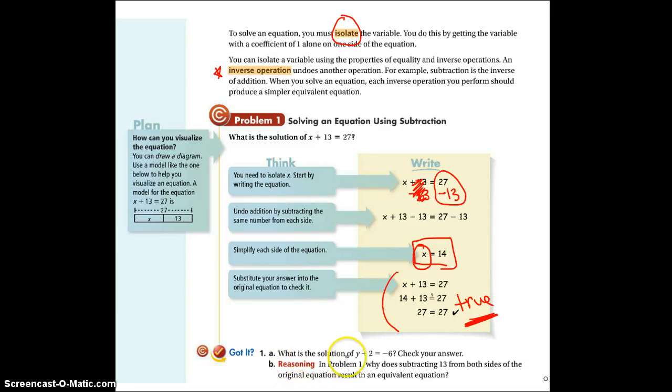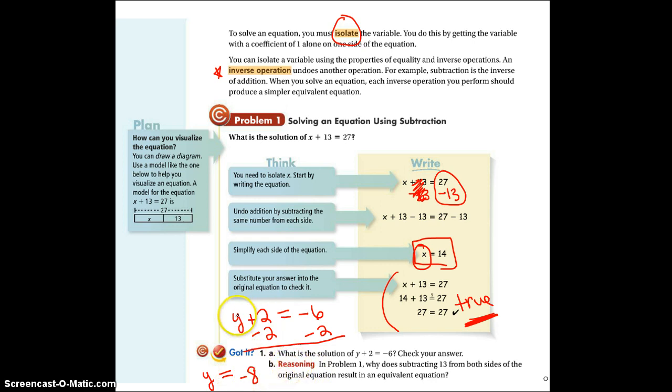All right, so what is the solution of y plus 2 equals negative 6? If we focus on inverse operations, I want to get the treasure box by itself. So I'm going to take away $2 from player 1. I'm going to take away $2 from player 2. So the treasure box is our y. And then player 2 is in the hole, 6, 7, 8. Negative $8. So y is equal to negative 8.